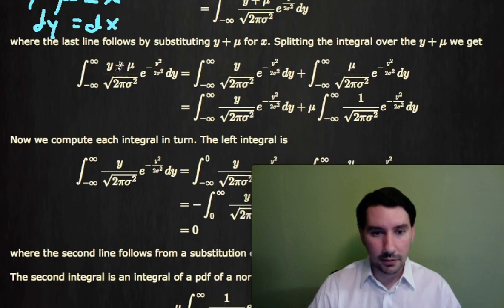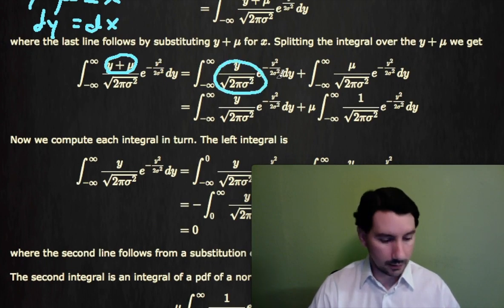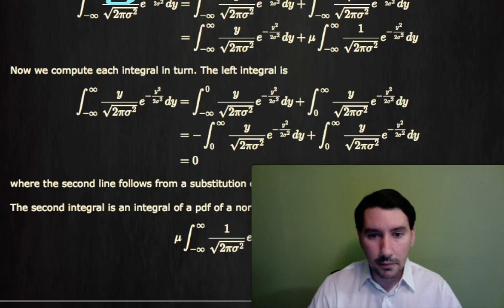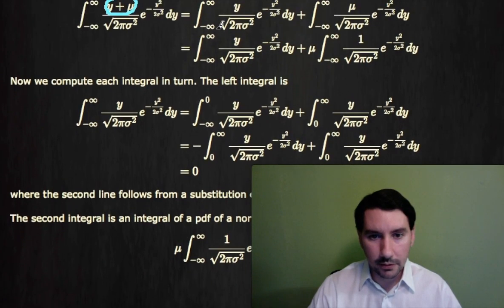Now we're going to split up this integral over the y plus mu. So we have a y over the square root of 2 pi sigma squared dy, plus a mu over the square root of 2 pi sigma squared dy. And on this second integral, we can pull out the mu. So we're going to compute each integral in turn. First, we're going to compute this integral.